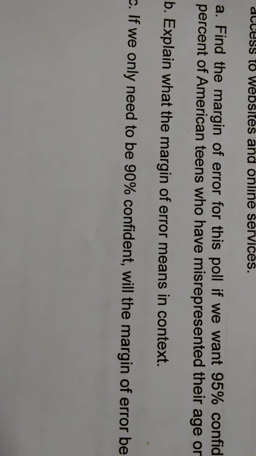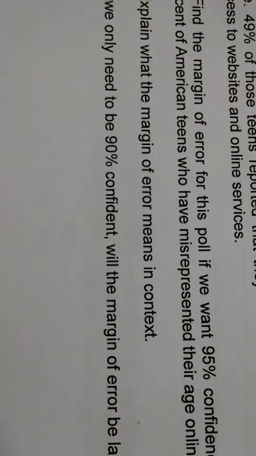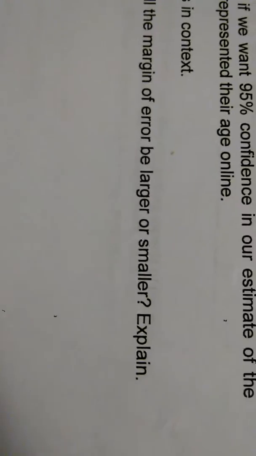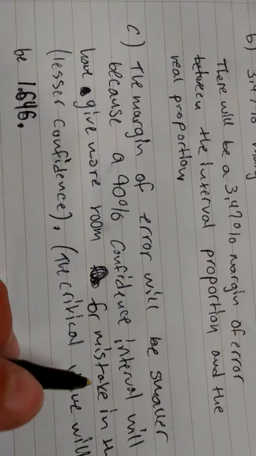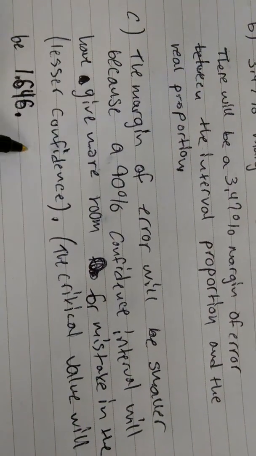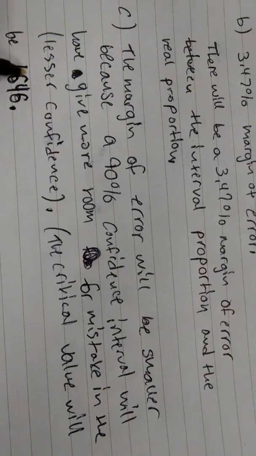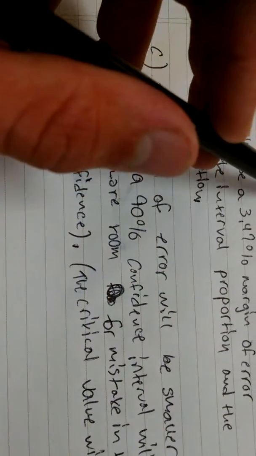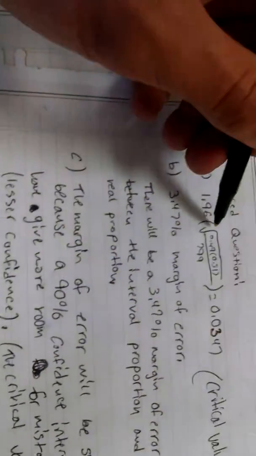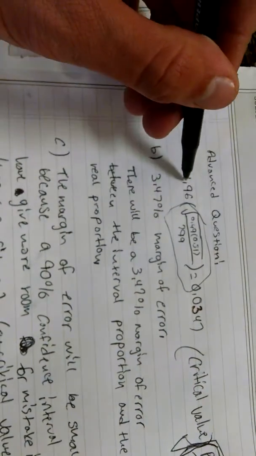In C, we are asked if we only need to be 90% confident, will the margin of error be larger or smaller? So I said the margin of error will be smaller because with a 90% confidence interval, we will be given more room for mistake in the fact that we have lesser confidence, and the critical value will be 1.645, which will lead to a lower value here when multiplied. So this will be the same, except it will be multiplied by a lower value here, which will lead to a smaller margin of error.